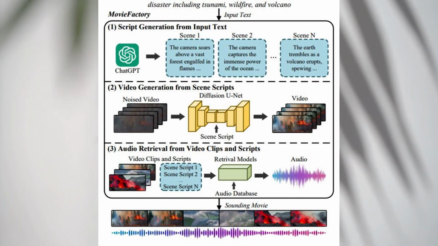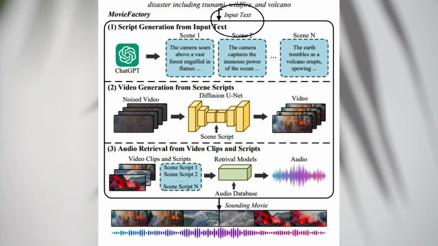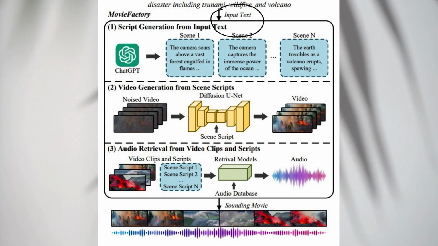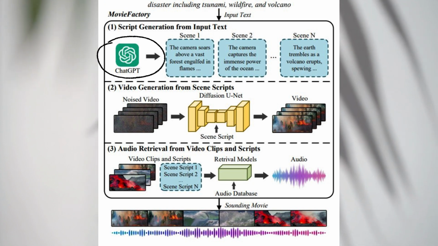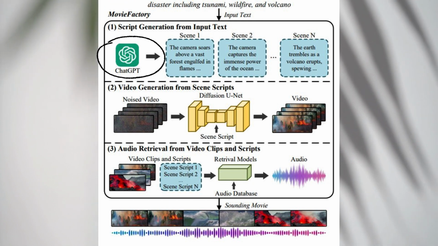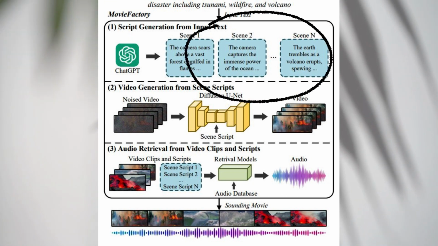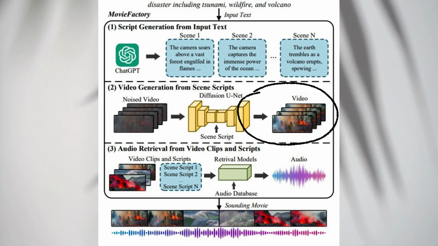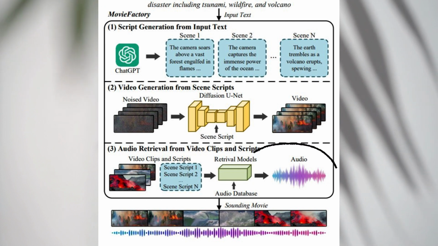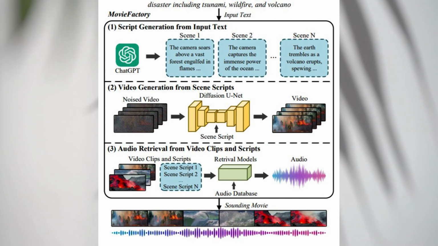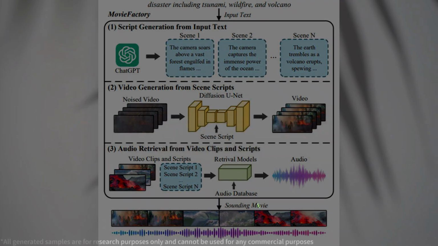So the first step is that you need to put your input text, and then MovieFactory will use that input text and, using ChatGPT, convert it into scripts. For example, scene 1 to scene n, it will convert into n detailed scripts. The next step is the video generation for each of the scripts, and the third step is the generation of coherent audio for all those clips, and then you get a beautiful video using just the text input. Let us look at some examples.